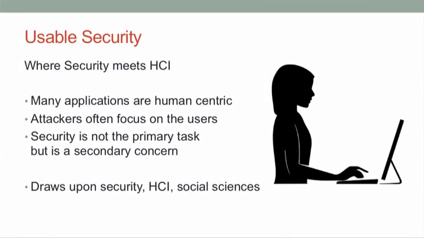So usable security is where security meets HCI, or human-computer interaction. So many applications involve humans. Attackers try to exploit humans. And the thing I believe distinguishes usable security from traditional usability is the security issue, because security is usually not the primary task of the users, as hard as that is for us security folks to believe. Users want to get jobs done, and security is important to them, but it's usually in the background. And that makes some of the usability issues different.